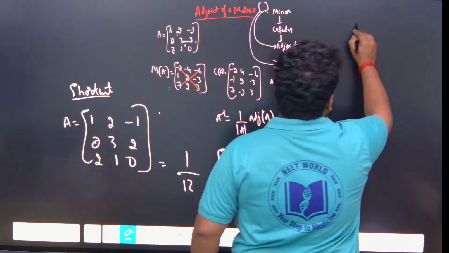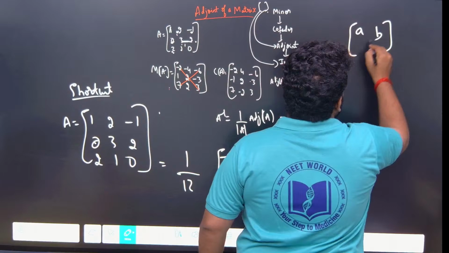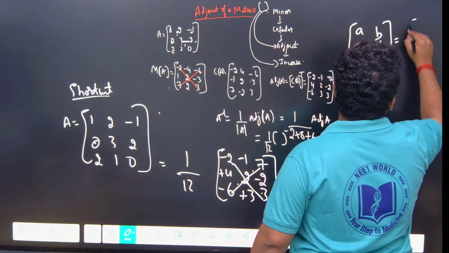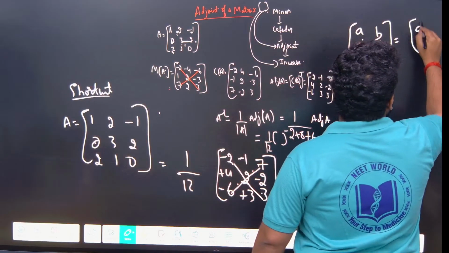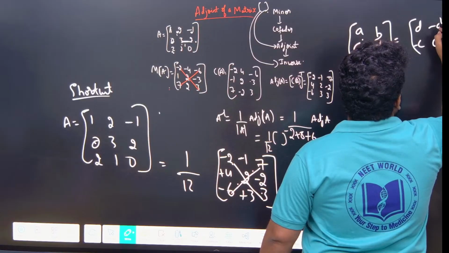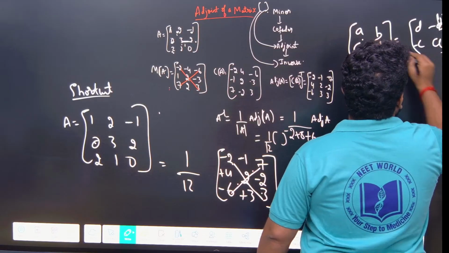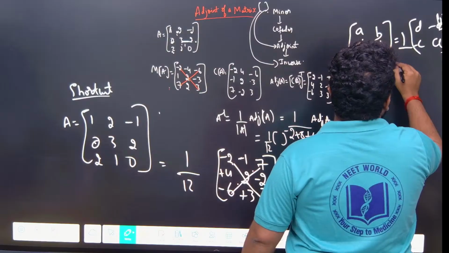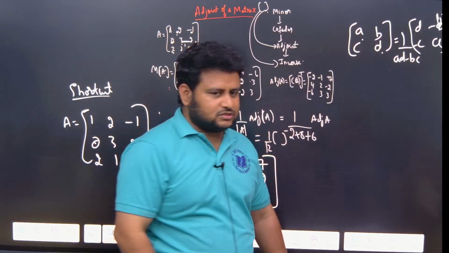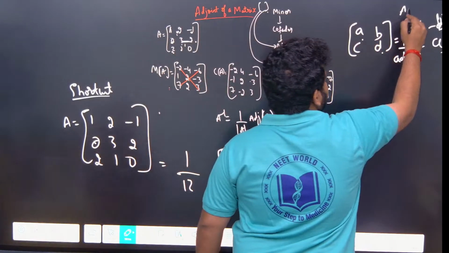Suppose a 2 cross 2 matrix A, B, C, D is given. A inverse, you can write as: these diagonal elements you interchange. D will come here, A will come here. C and B you write as minus C, minus B. But you have to divide by the determinant, AD minus BC. That's all is the A inverse. Understood or not?